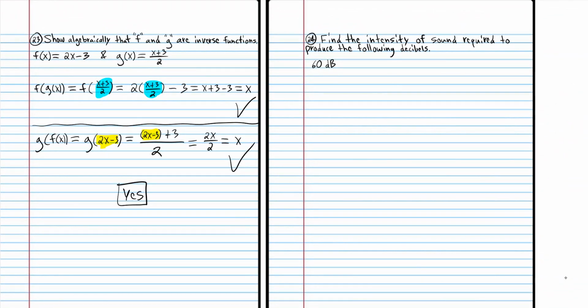Okay, so number 24: find the intensity of sound required to produce the following decibels. Now, you can't do this problem unless you have the formula memorized for the loudness of sound. If you don't have that formula memorized right now, that's okay, but for the test, you need to have that memorized. So try number 24, and if you forgot the formula, that tells you that you need to remember it. When you come back, we'll do it together.